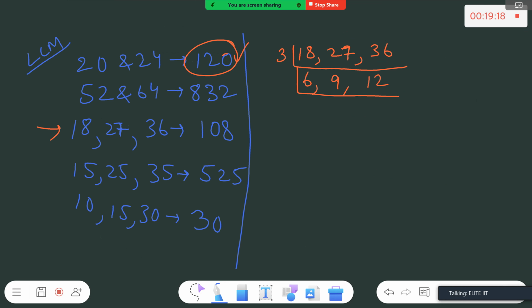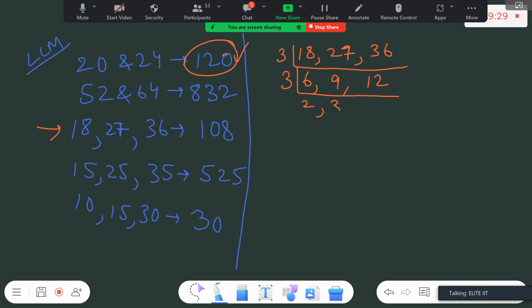Now can you divide all of them by 2? No, because 9 is there. Can you divide all of them by 3? Yes, I can divide all of them by 3. Now can you divide all of them by any number? No. Since we cannot divide all 3 numbers 2, 3 and 4 by any prime factor, now we will take 2 at a time.